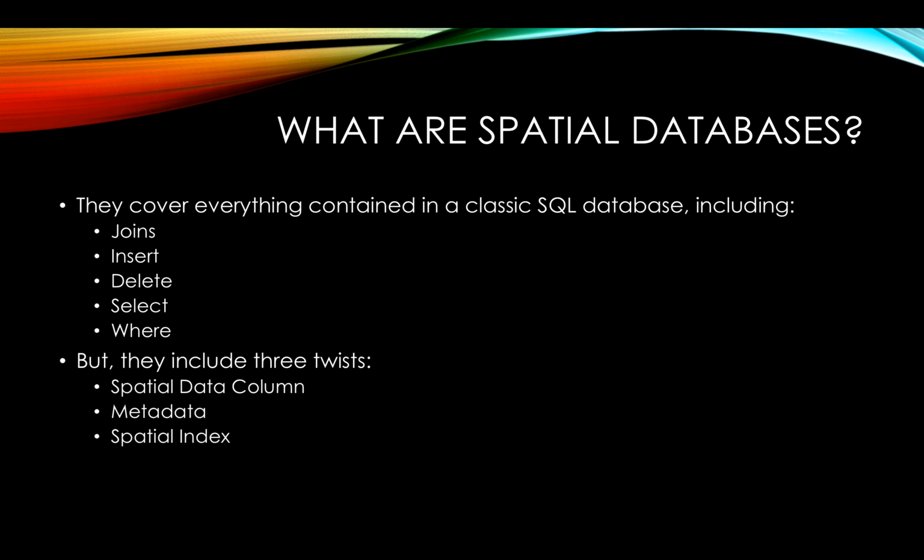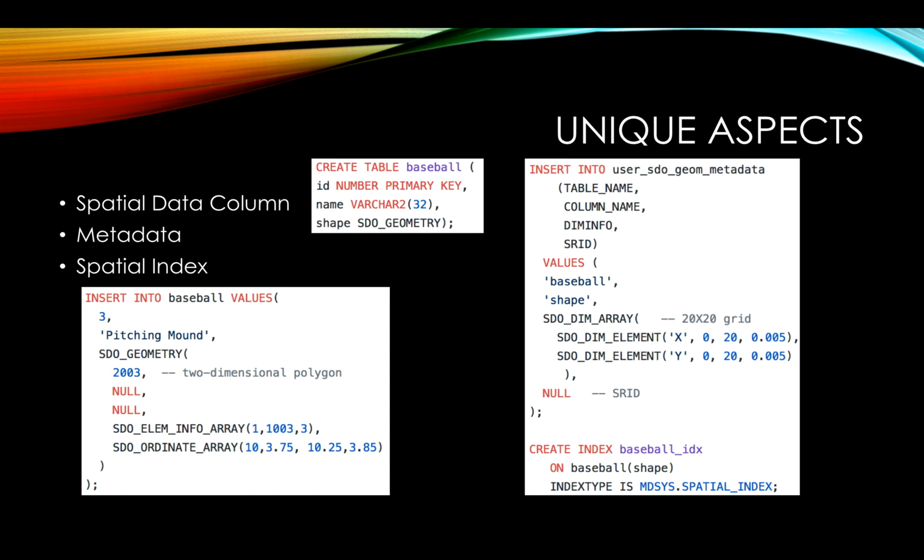So what are spatial databases? Think of them as something that builds upon the foundation that SQL started. A classic SQL database includes statements for comparing and contrasting data using joins, select, where, statements like that. And you can also insert into tables, you can delete from tables, you can purge tables entirely. Spatial databases can do all of these things, but then they also include three twists. They include spatial data columns, they include metadata, and they include spatial indexes. Now let's get into what those three things are.